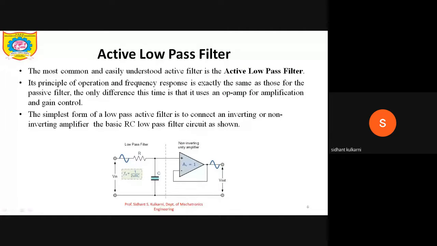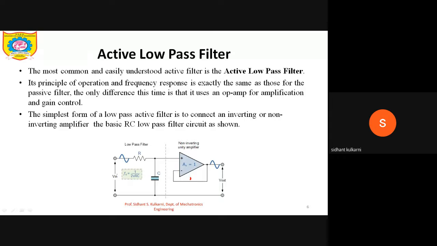Now see, R is used, C is used here. C is used in parallel to the non-inverting input terminal, with the inverting input terminal directly connected to the output. So the gain of this op amp will be directly 1 because no resistance is connected in between. And the input sinusoidal voltage is applied at the non-inverting input terminal.